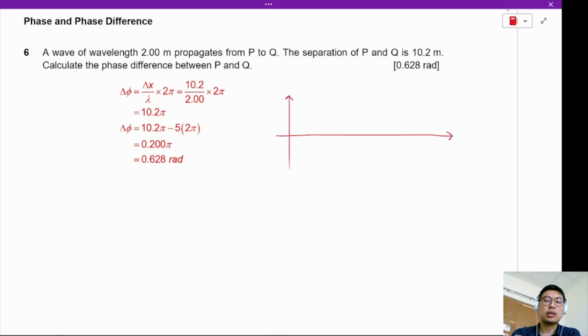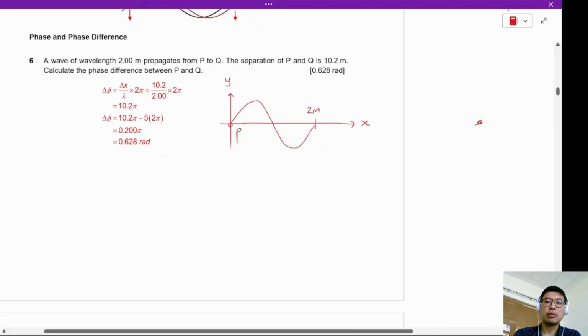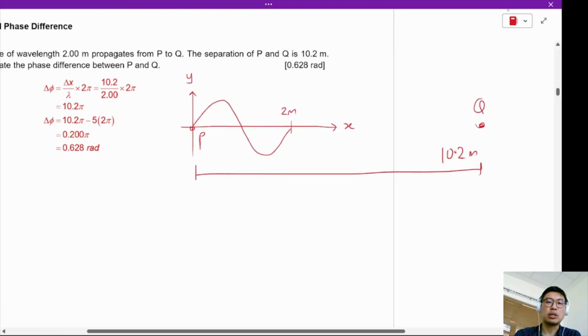So let's just put down the displacement and distance graph. This is a wave of wavelength 2 meters, okay? Over here is 2 meters. So this point is P. Now what about Q? Q is somewhere really far away over here, and the distance from P to Q will be 10.2 meters. So the question is, what is the phase difference between P and Q?